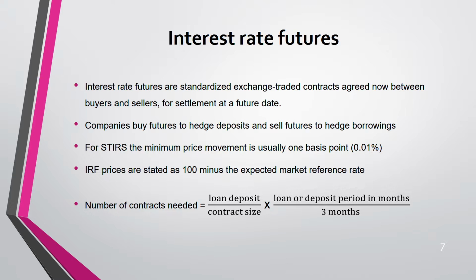For how long is your loan? Is it for 6 months? Are you taking that loan? Is it for 7 months? The question will tell you. Okay, so divide by 3 months. That amount of the loan divided by the future contract months. That is 3 months. Understood? So remember this fraction. Then you will get the number of contracts needed.